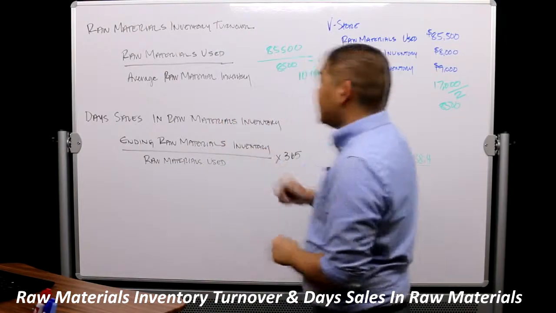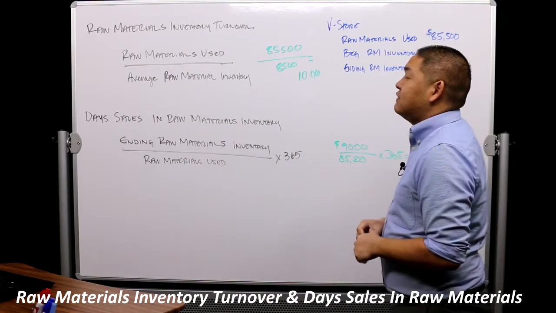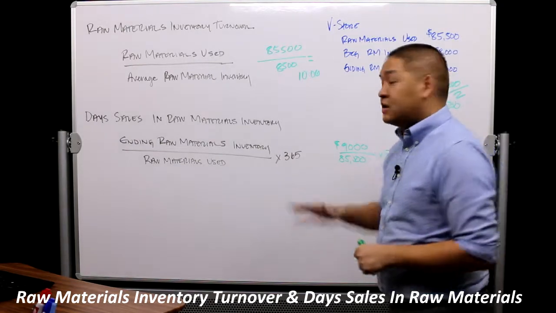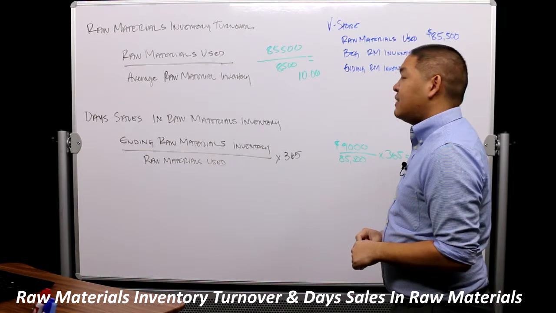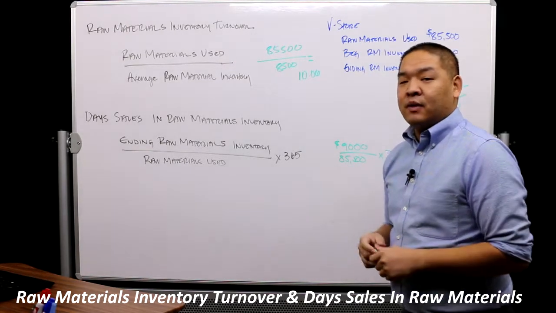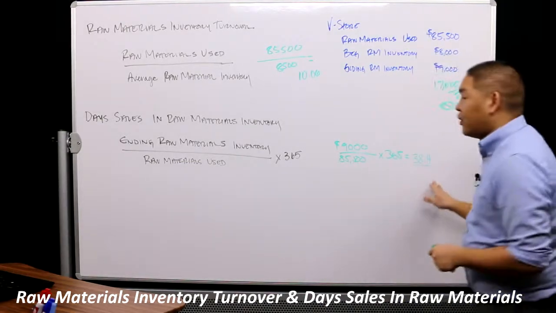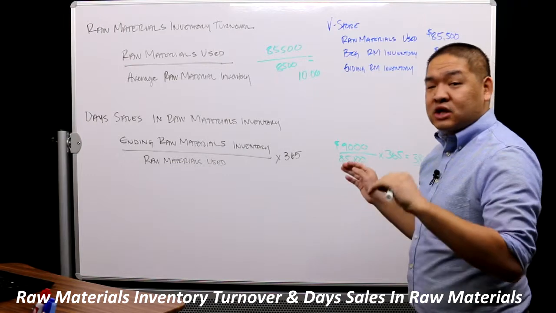So two things that we learned today: raw materials inventory turnover. How many times does our inventory on average turn over in a year? In this case, 10 times. And then days sales in raw materials inventory. How many days of inventory do we have left before we need to bring in more? We have about 38.4. And again, this is average, but this doesn't mean that it's actually going to be 38.